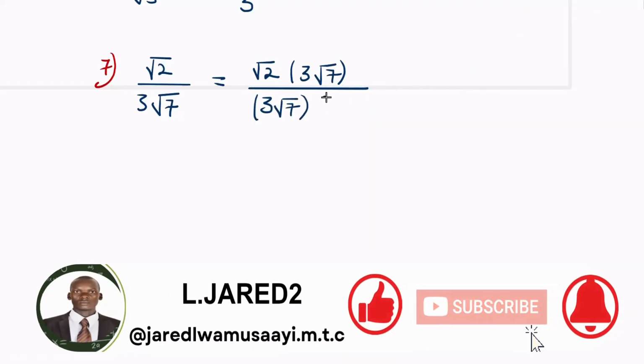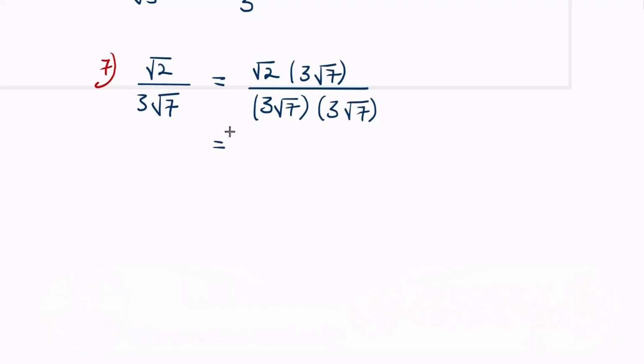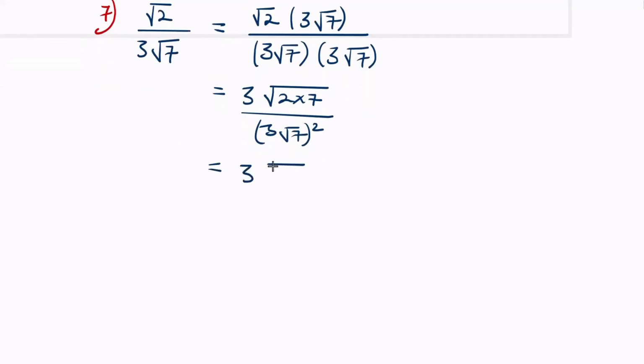Multiply by itself. So our next step is to simplify. So we have 3 root 2 multiplied by 7 divided by 3 root 7, but squared the whole of it. So this is the same as having 3 root 2 multiplied by 7 is 14, divided by 3 squared is 9. Then root 7 squared is 7. So we have 9 multiplied by 7.